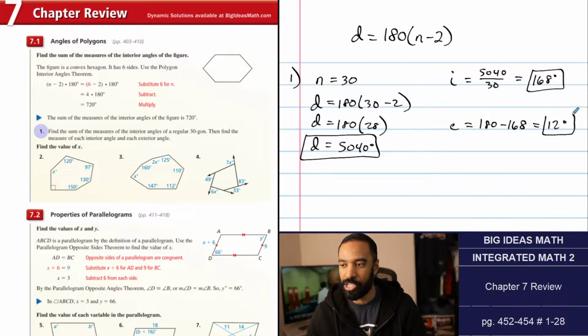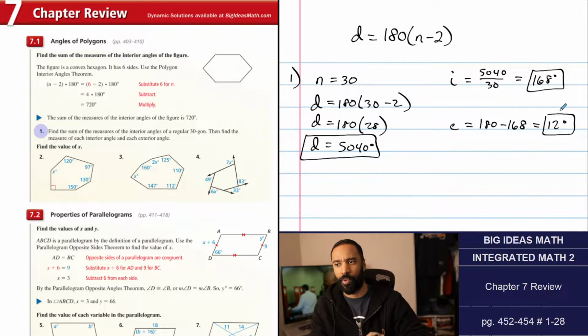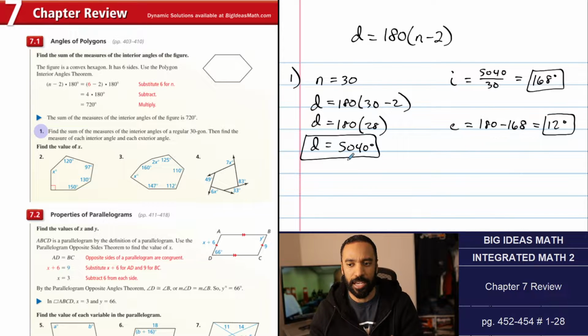That's the measure of each exterior angle of this polygon. Remember, it is a regular polygon. Now, that's one way to do this problem, and it's probably the way I would recommend, especially because we had to get the sum. I did mention that if they didn't ask us for this first part, I could do this part a lot faster. And you might wonder how you can get the interior angle measure without the 5040 thing.